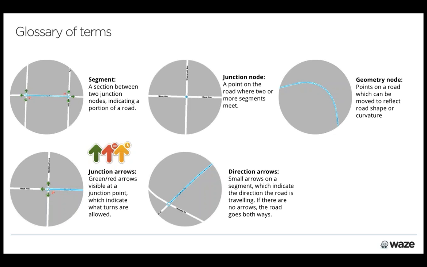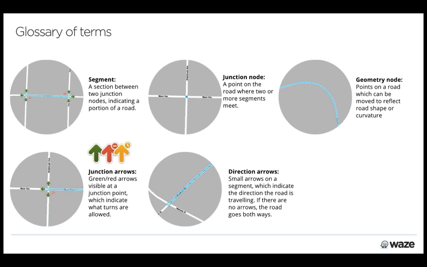So the glossary of terms you see here, we have a segment, which is a section between two junction nodes on the map, and that indicates that there's a portion of the road. A junction node is a point on the road where two or more segments meet. Geometry nodes help us with the curvature of the road. So you can adjust the geometry nodes on a road, and that will reflect the road shape and curvature.